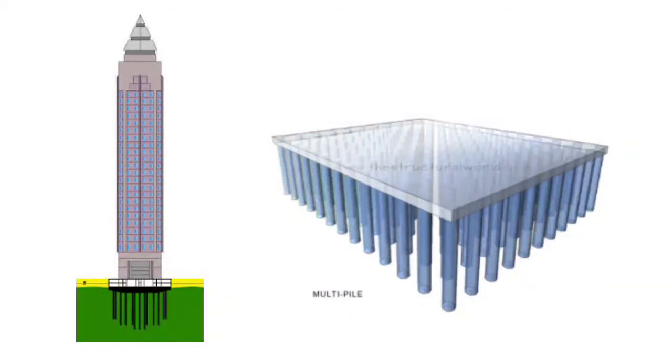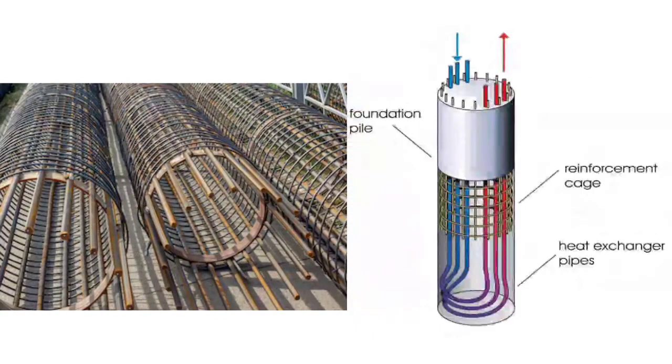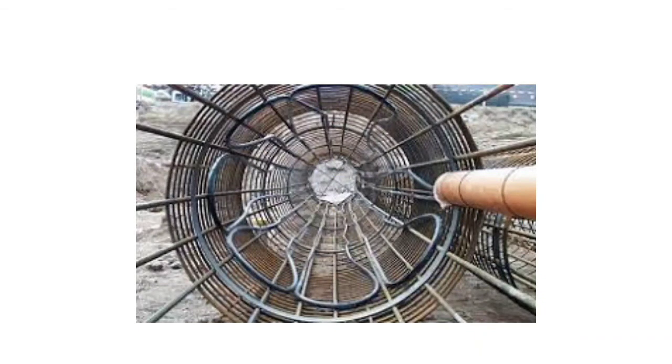Now, traditionally, the piles will have a reinforcement cage, right? So this is our reinforcement cage. Now for geothermal piles, an additional member, that is heat exchanger pipes, will be attached to the reinforcement cage. These pipes will run throughout the length of the reinforcement cage, and will be placed as a loop. Now this is a picture of the high density polyethylene pipes placed in the reinforcement cage.